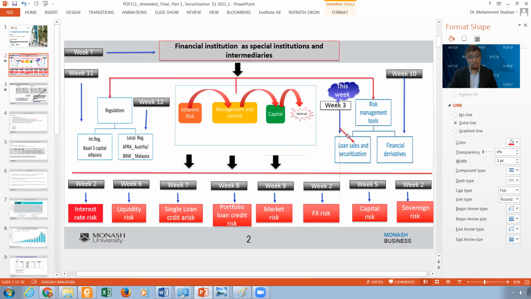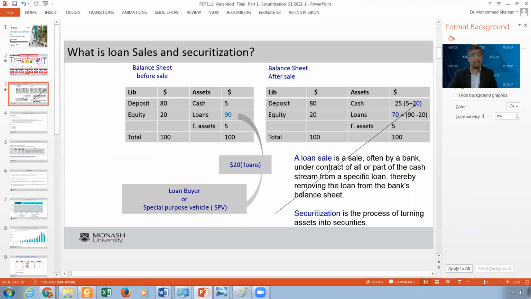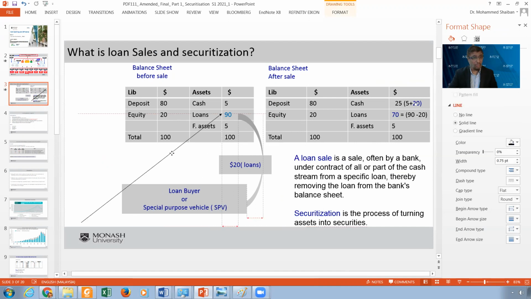In the context of BFW 2401, we are talking about it in terms of managing risk, not as a tool for financing or refinancing, but as a tool to manage interest rate risk, as I'm going to explain. I think this slide will give us a clearer picture. For example, if I have this balance sheet, which is before the securitization or the loan sales.